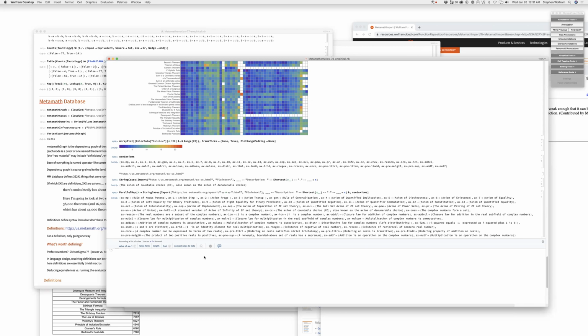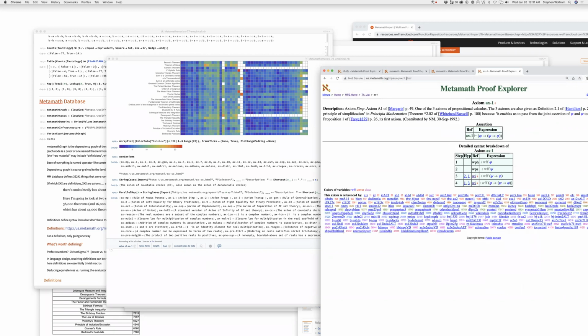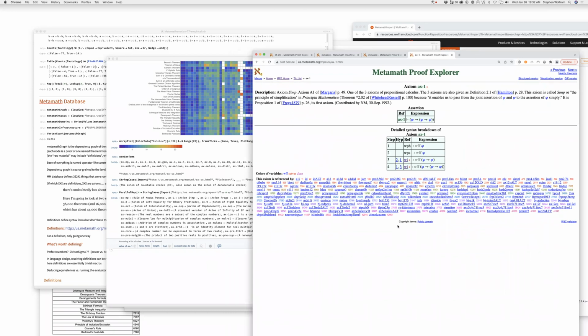Well, which axiom? Because what are the axioms of Boolean algebra that they're using? No, it's axiom number 1, so it must be important. One of the 3 axioms of propositional calculus, in Principia Mathematica called principle of simplification. Okay, so it's an axiom. So this is an axiom of implication, right? Yeah. From implicational calculus.